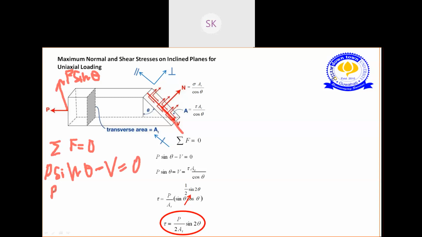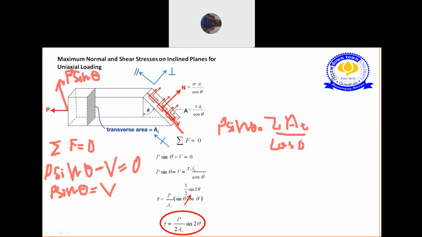Now P sin theta can be equal to V. Here it was in a negative sign; if I take it to this side, it becomes V. And we know the value of V: tau A by cos theta. So simply put, P sin theta equals tau A by cos theta.